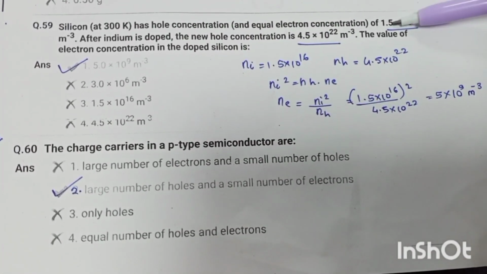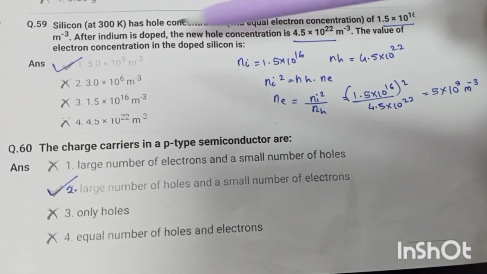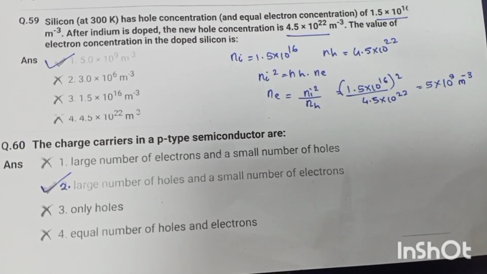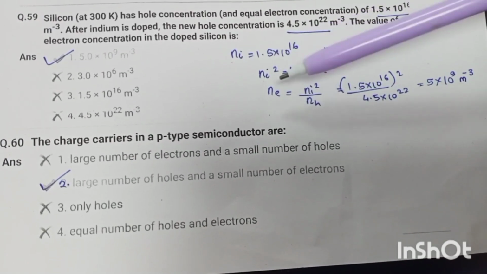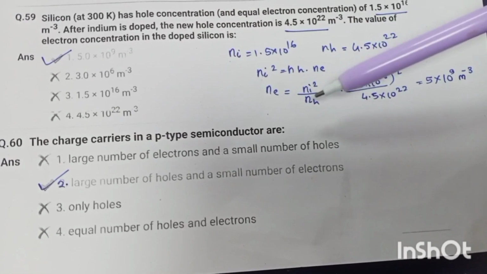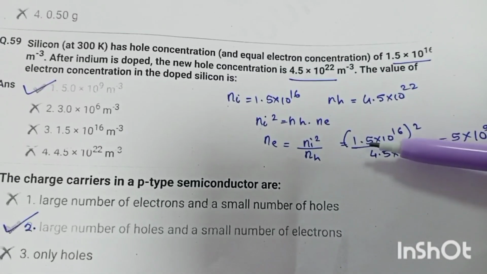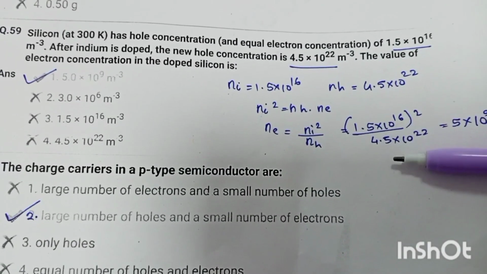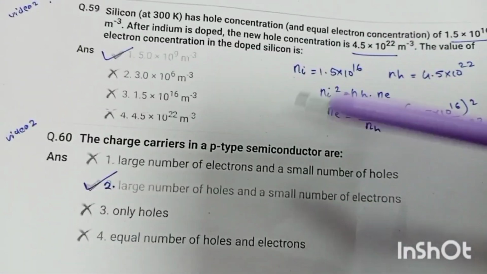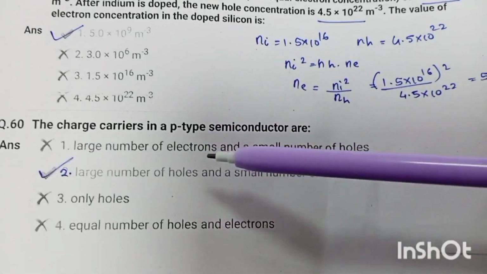A silicon has a concentration of 1.5 into 10 raised to 16. After it is doped with indium, the new hole concentration is 4.5 into 10 raised to 22. So what is the electron concentration formula? Ni square is equal to Nh into Ne. You have to simply substitute, therefore Ne is equal to Ni square by Nh. Now 1.5 square will be 2.25 and 4.5 into 5 is 2.25. So the answer is 5 into, and work out the power, it comes out to be 10 raised to 9.